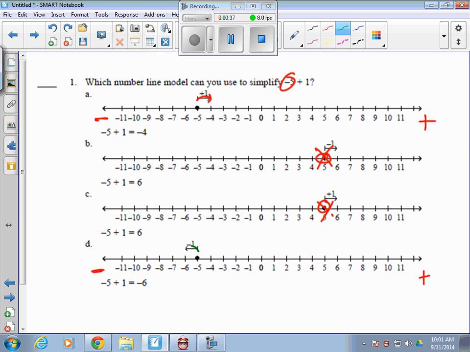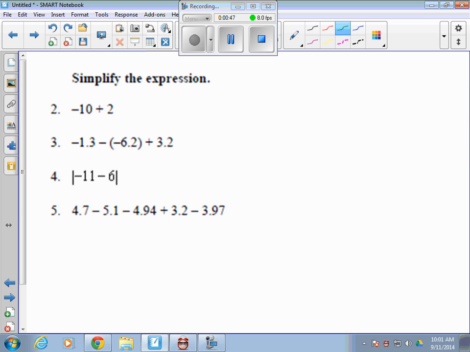On letter D, it says go to the left. That one means minus 1, so D doesn't work as well. A is the only one that works in this case. Begin at negative 5 and add 1, go to the right 1.